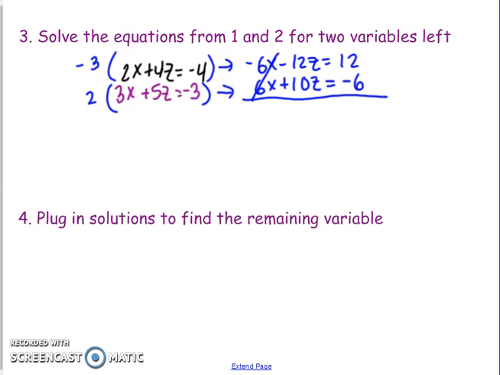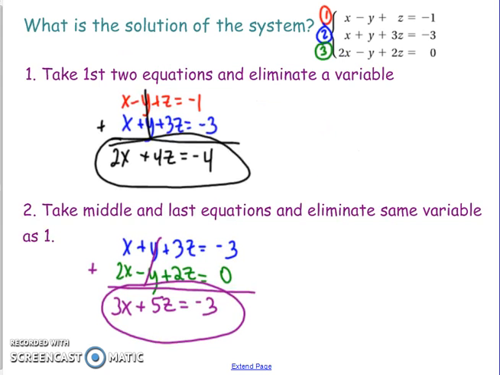So negative 12z and 10z is negative 2z, and then 12 and negative 6 is 6. So I'm going to divide by negative 2, and I get that z equals negative 3. So once I get what z equals, we're going to plug that into one of the two circled equations. We don't want to plug it back into one of the original ones because the original has 3 variables. We only want to plug it into one that has 2.